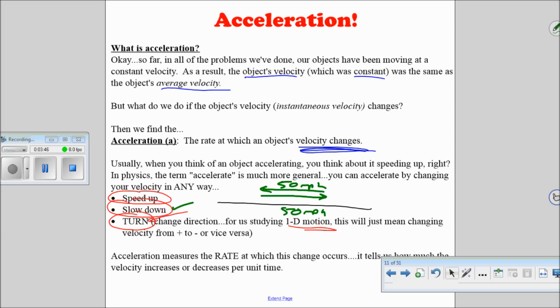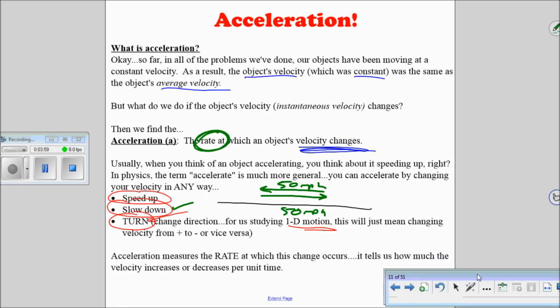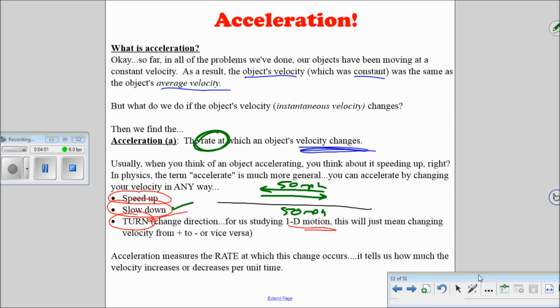Now, the second part of this definition that was important is this word rate. Remember, a rate measures how quickly something happens. So acceleration here measures the rate at which this change, in other words, the change in velocity, occurs. It tells us how much the velocity increases or decreases per unit time.